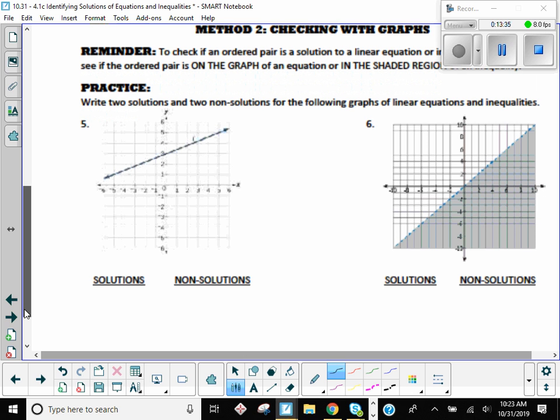So looking at number 5, a solution is something that's actually on the graph. Give me one point that's really on that graph. 0, 3. 0, 0, though, is not. So it's a non-solution. Negative 5, 1, what is that? Solution or non-solution? Solution, okay.